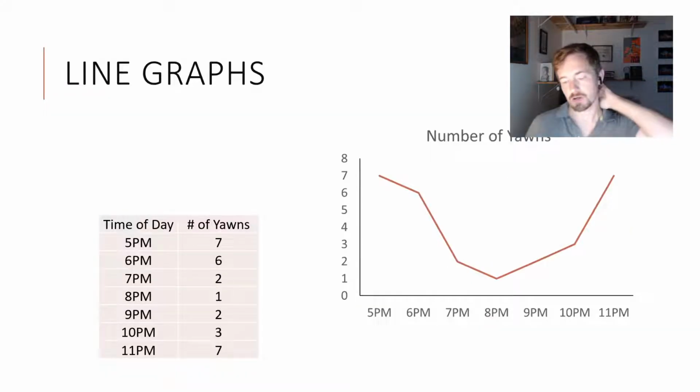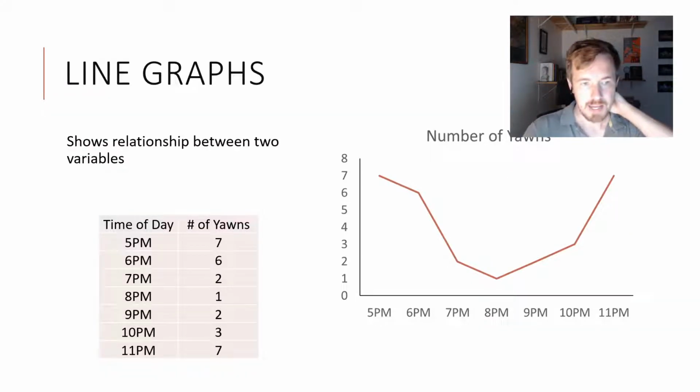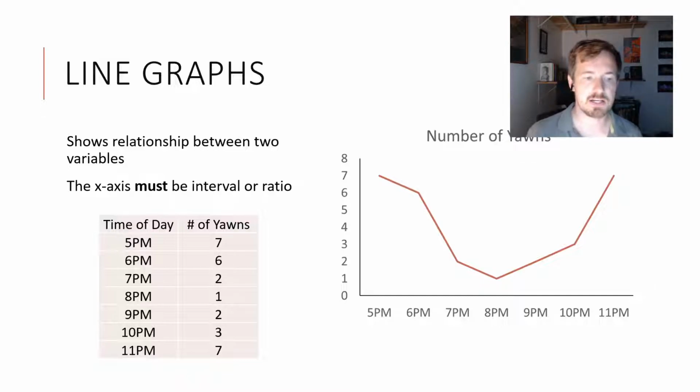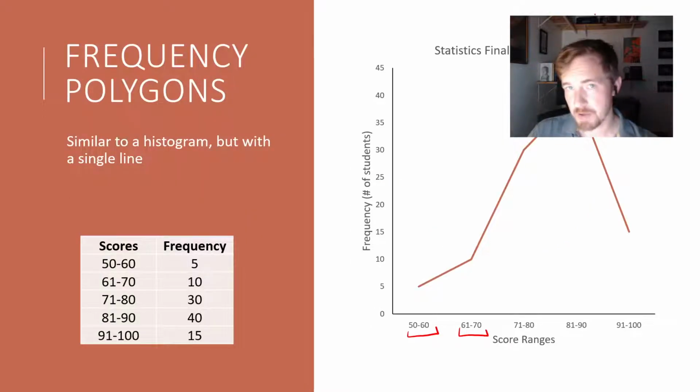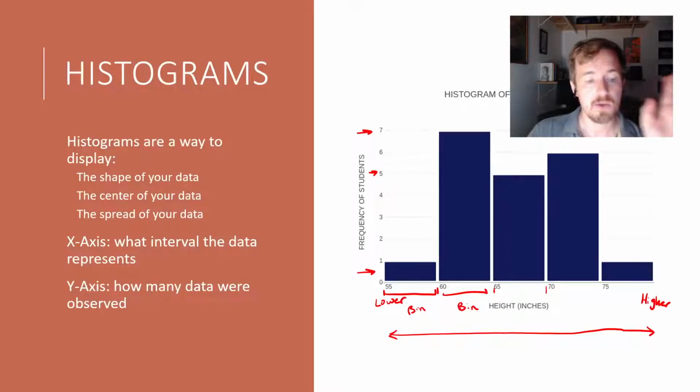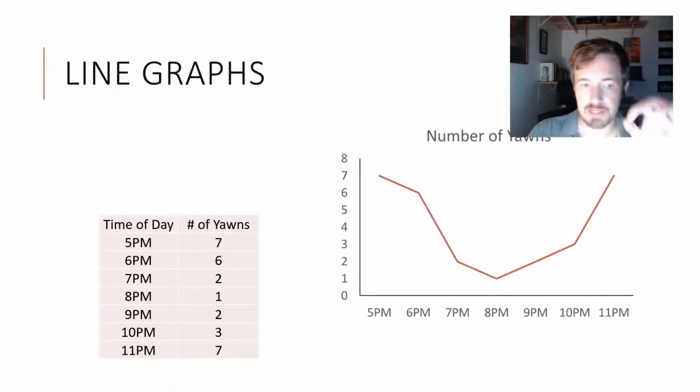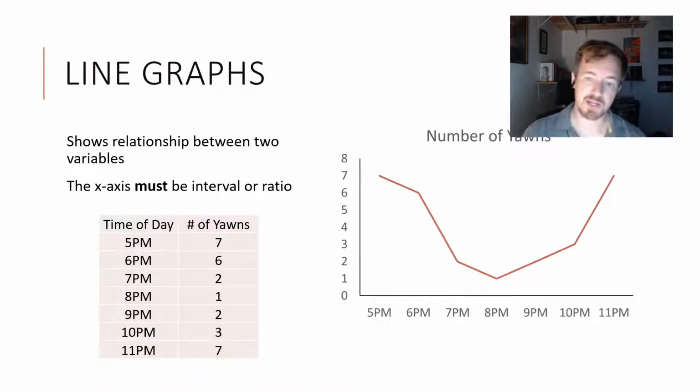Line graphs are, again, a little bit different. Line graphs, the difference here is that the x-axis has to be an interval or ratio. Previously, when we were talking about frequency polygons or histograms, those could be ordinal if you needed them to be. Not so with line graphs. So with line graphs, you have to pay attention to the x-axis here, that these do not have buckets, right? That these are basically looking at, okay, here's for 5 p.m., here's for 6 p.m., here's for 7 p.m.